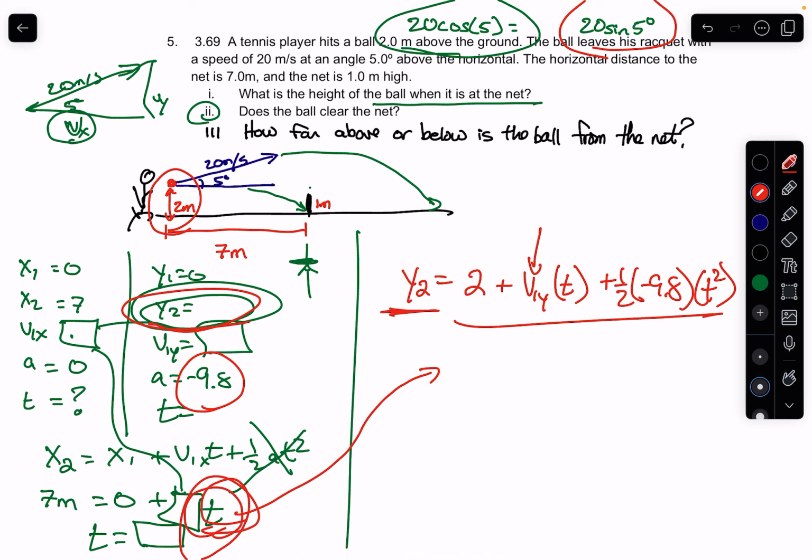And you'll see if it's bigger than 1, then it goes over the net. And if it's less than 1, it doesn't go over the net. And I think it says how far above or below the net the ball is. Make that a positive answer when you do the key. So that's it.